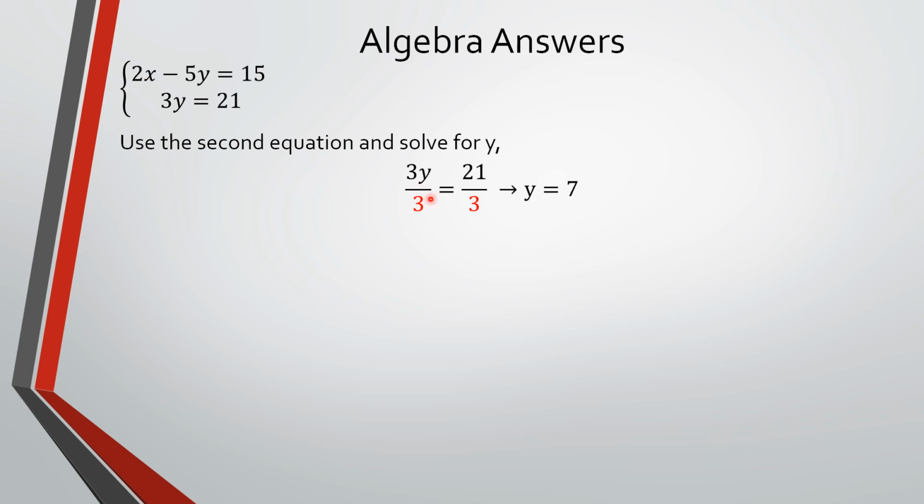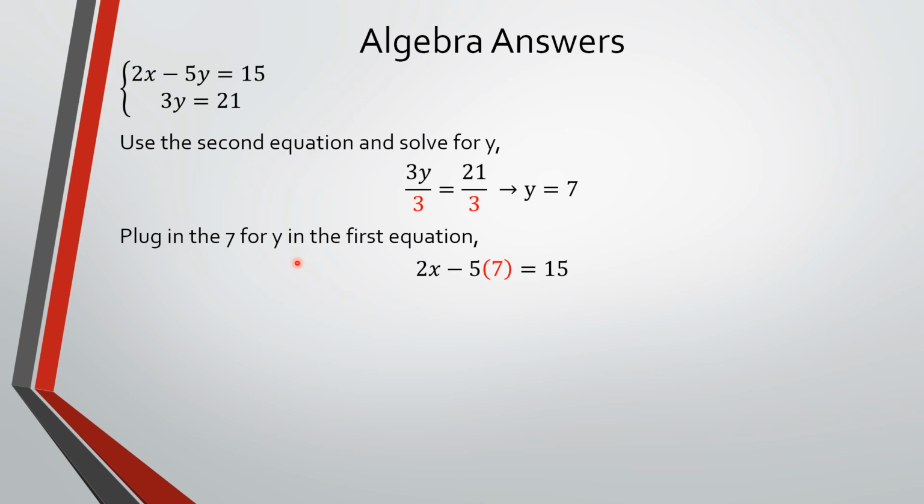Okay, so we'll just find the easiest thing to do. Divide by 3, divide by 3, y equals 7. So we'll plug 7 for y into the first equation. We can't plug it back in here, that's not doing anything. We need to plug it back into the first equation.